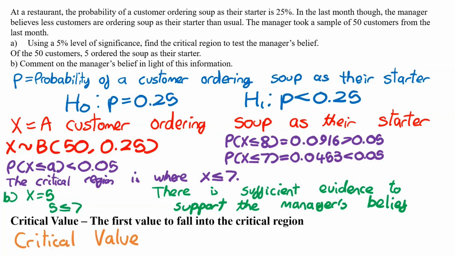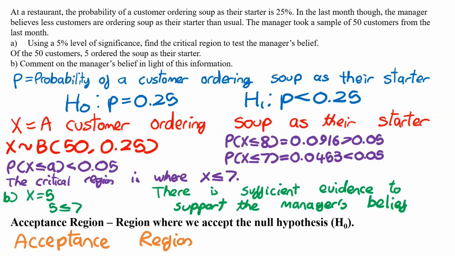So in this example here, this is a customer ordering soup as their starter. This is actually what we're measuring, this is actually what we're interested in. Next up is the critical value, and this is the first value that falls into the critical region. For our example here, the critical region is where x is less than or equal to 7, so the critical value is 7, because this is the first value that falls into the region.